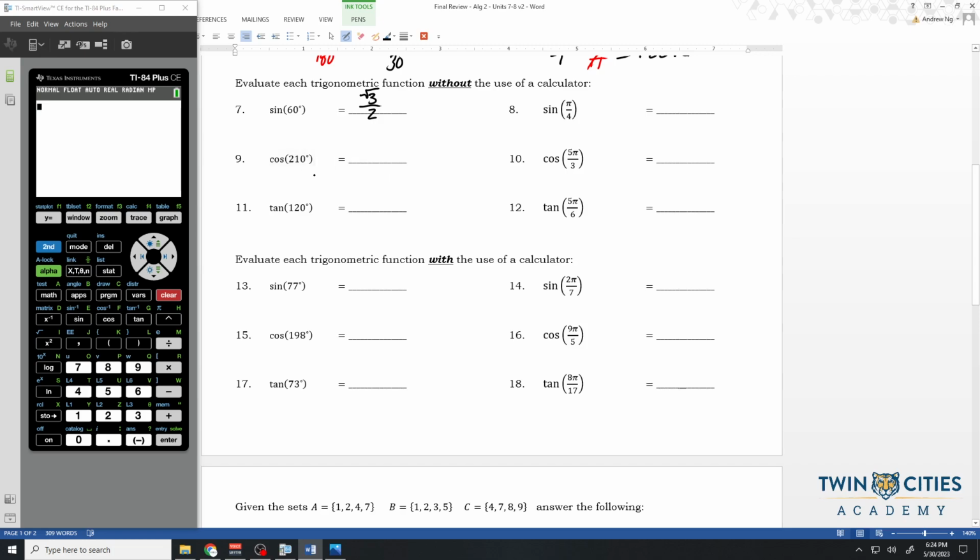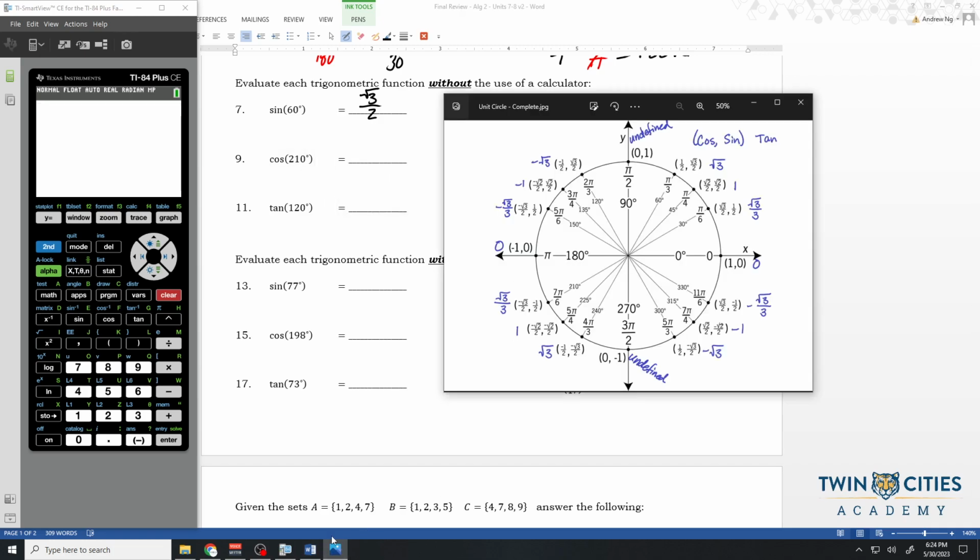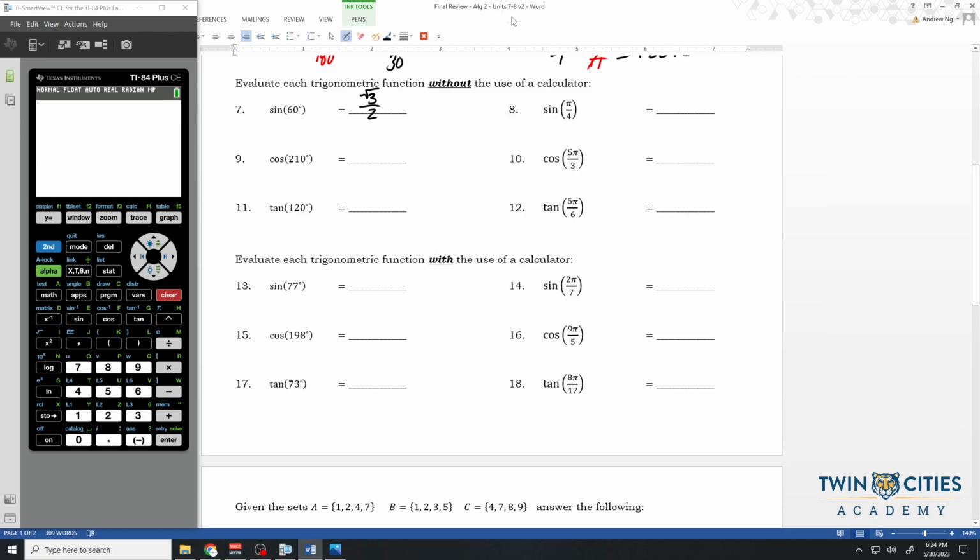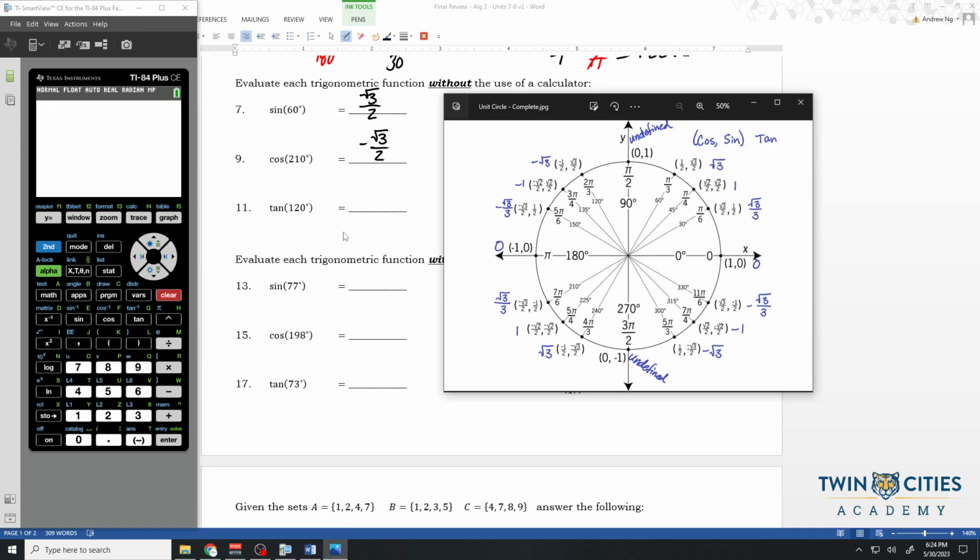Cosine of 210 degrees. So find 210 degrees. That's right here. And the cosine is the x value. So that's negative square root of 3 over 2. And the tangent of 120. So we'll find 120 right here. Tangent is negative square root of 3.